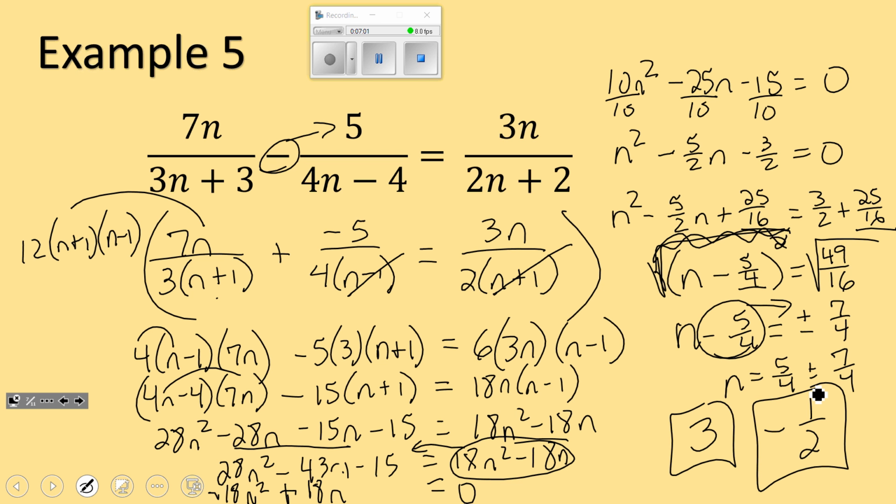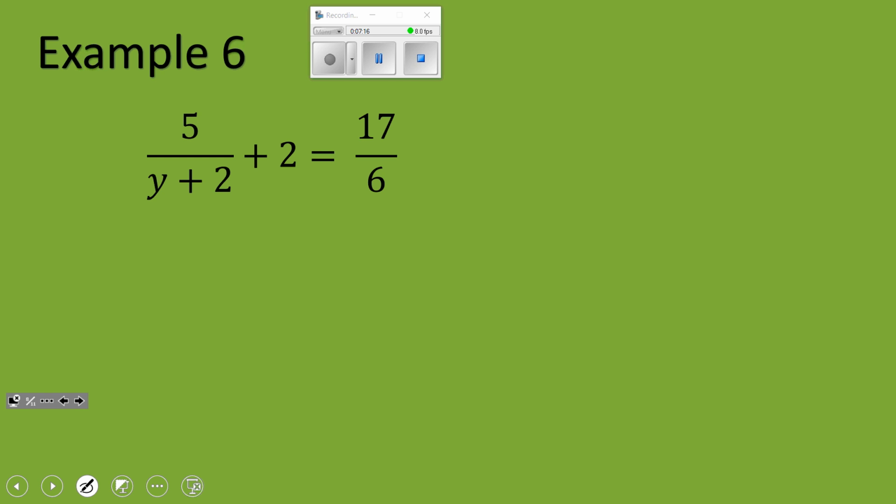Okay, and this one was doable by the formula. It was doable by factoring. You could have taken a GCF out first and factored it. It would have worked. Either way you go. Any questions? All right, so we're just going to try a couple more. So I want you to try this. Make sure you're good with it.